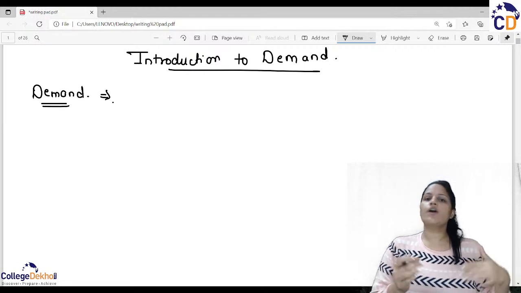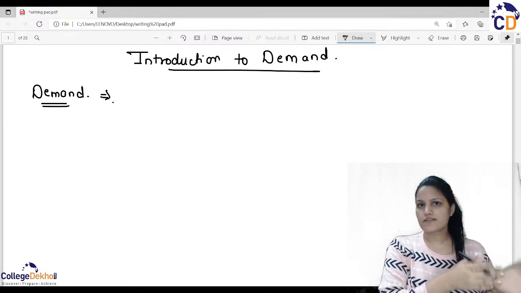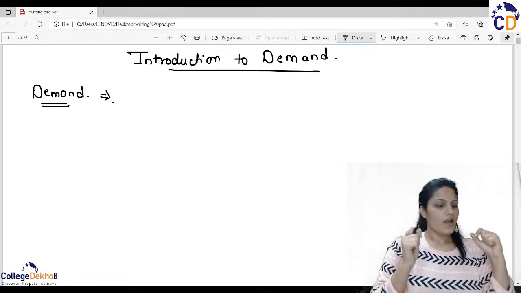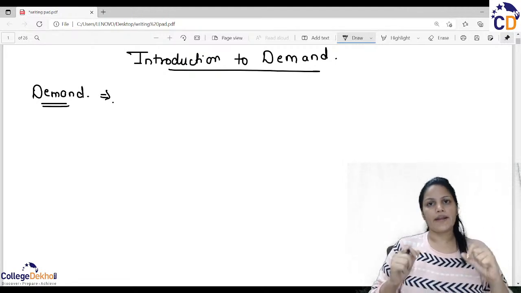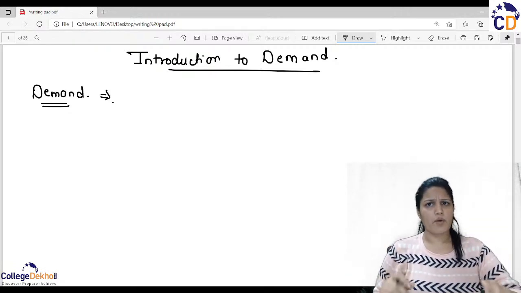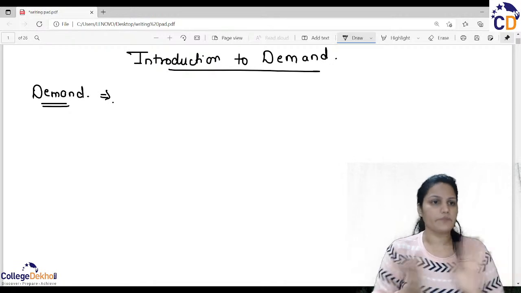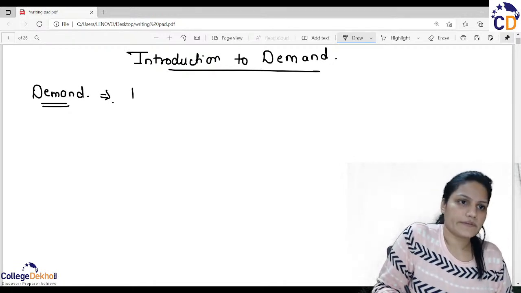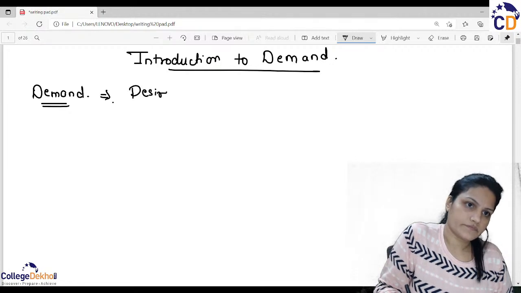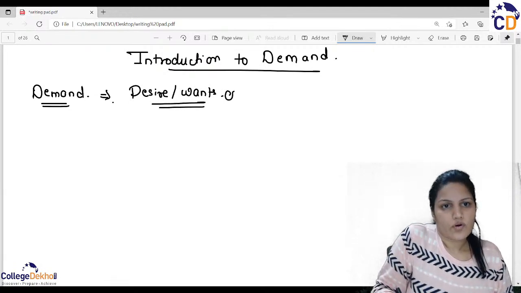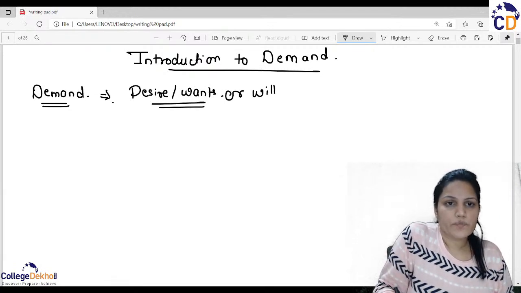When my desire is converted by paying some amount to the supplier who is giving that item, obviously that thing is not free of cost. Here we are taking the assumption that the item is not free of cost. So I desired that item, went to the supplier, gave him some amount, and he gave me that item. So demand means your desire or your want, and willingness to buy.